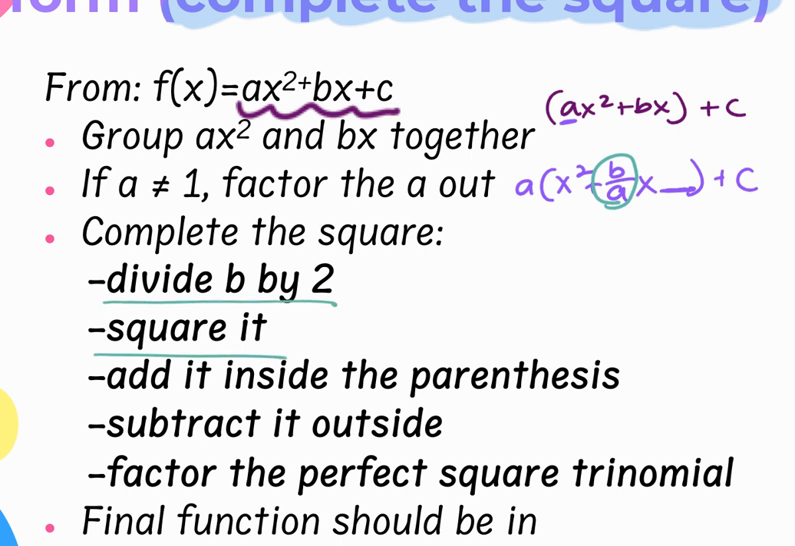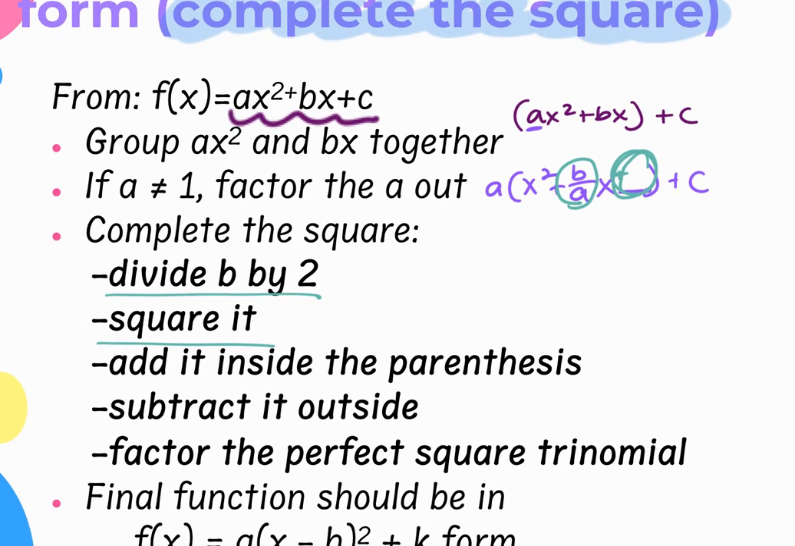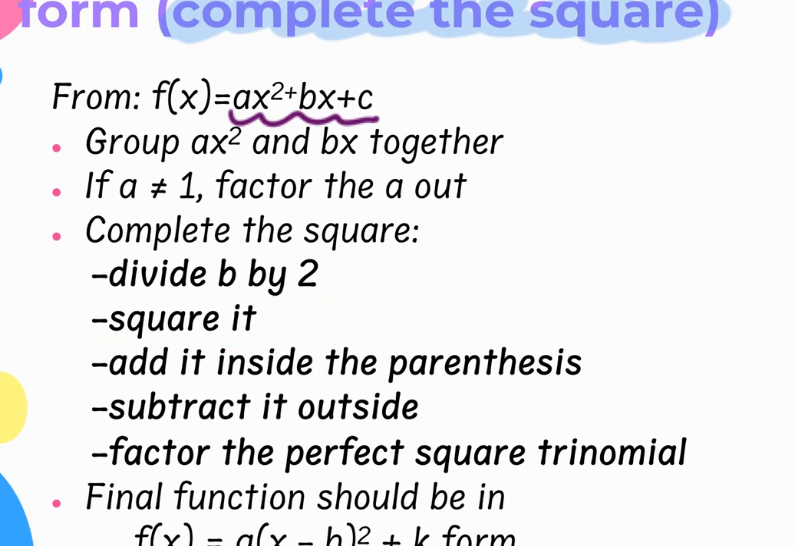Then we square it. So if that middle term was, say, 6, for example, then I would do 6 divided by 2 is 3, and 3 squared is 9. And then I'm going to add that term inside the parentheses. And to balance out this equation, we're going to subtract it from outside the parentheses.